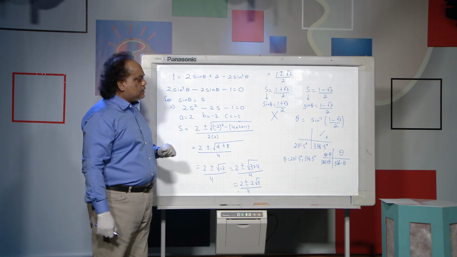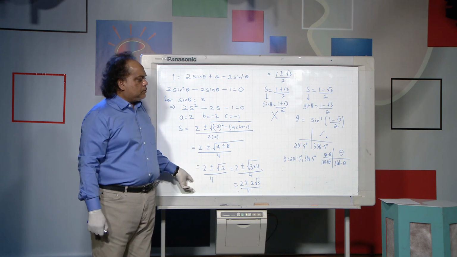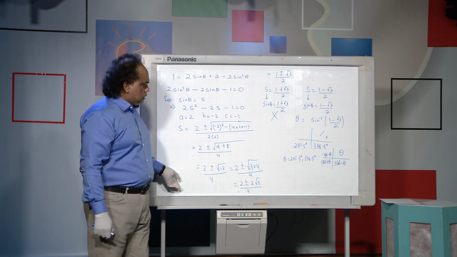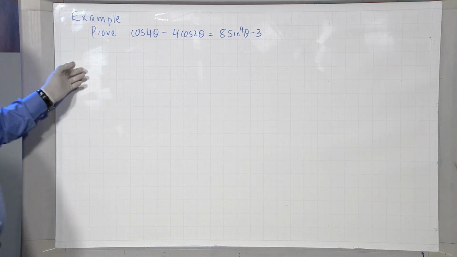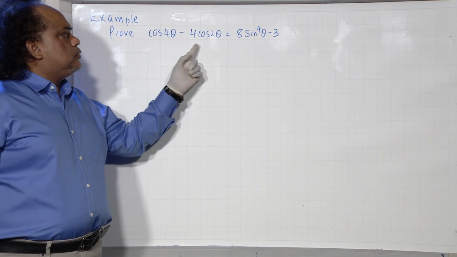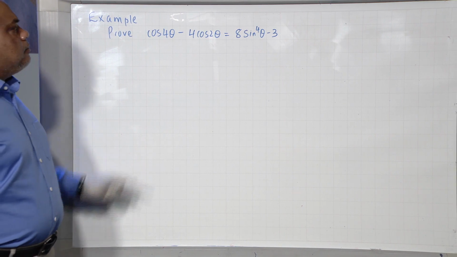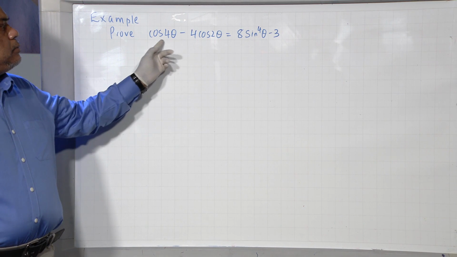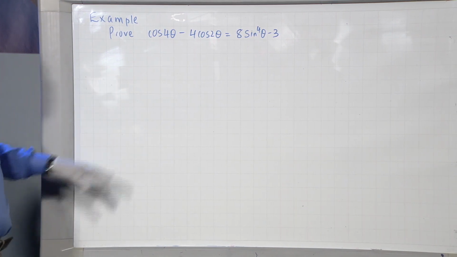We are going to take another example on proof, which according to me is one of the most difficult proofs on double angle that Cambridge has ever asked. Okay, so we are asked to prove cos 4 theta minus 4 cos 2 theta is equal to 8 sine power 4 theta minus 3. Remember, we have never shown you how to simplify cos 4 theta. We have just seen the double angle formula.